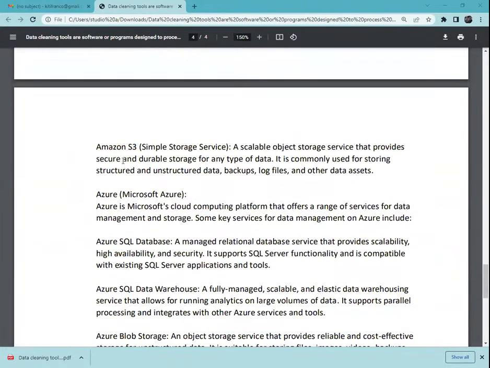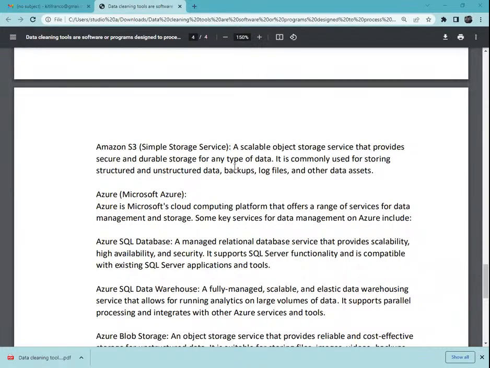Then we have Amazon S3, Simple Storage Service, a scalable object storage service that provides secure and durable storage for any type of data. It's commonly used for storing structured and unstructured data, backups, log files, and other data assets. These log files will be very important for you to know who entered a particular database at what time, so that in the future, should something happen, you should be able to trace back and say, hey, Dr. Aura was in this particular database at this particular time. So Amazon S3, Simple Storage Service.